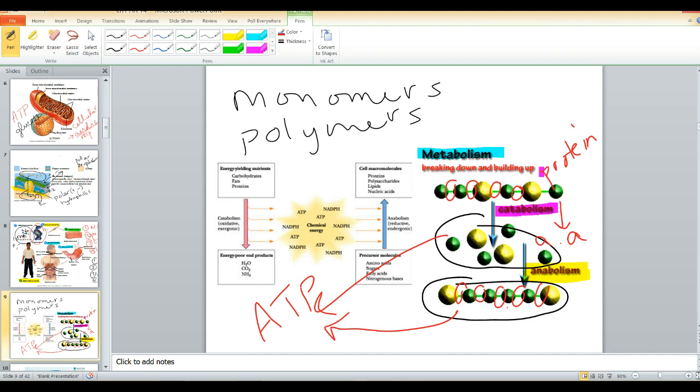Remember, your body's energy is ATP, but all the energy that we're storing is going to be in the form of electrons. So, catabolism is going to be breaking down large units into smaller units, and when we do this, we release energy. And anabolism is going to be building up, taking smaller units and making them into large units. And in this case, we're going to be storing energy.